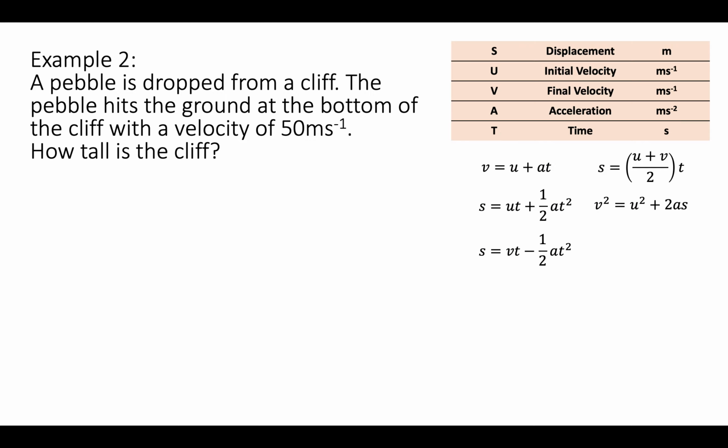Now, a pebble is dropped from a cliff. The pebble hits the ground at the bottom of the cliff with a velocity of 50 meters per second. How tall is the cliff?